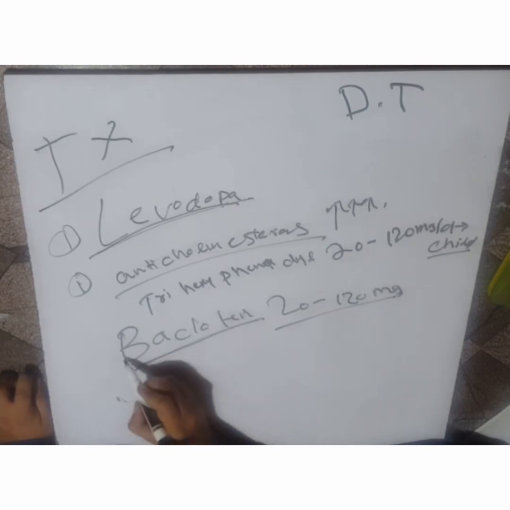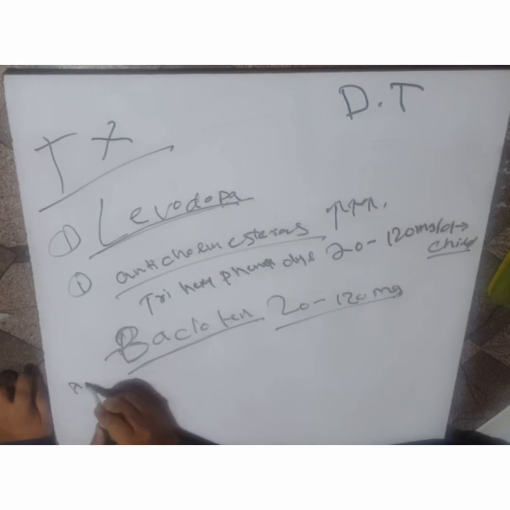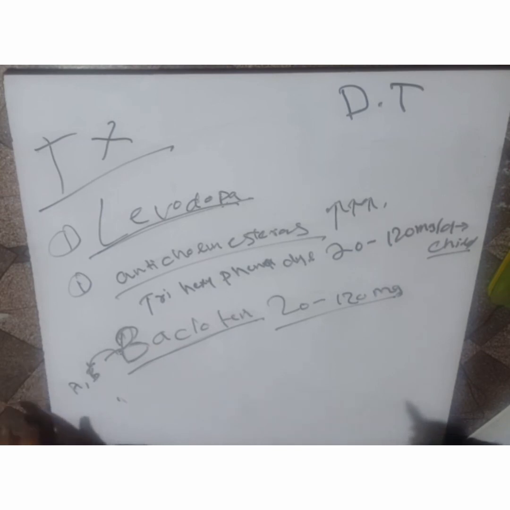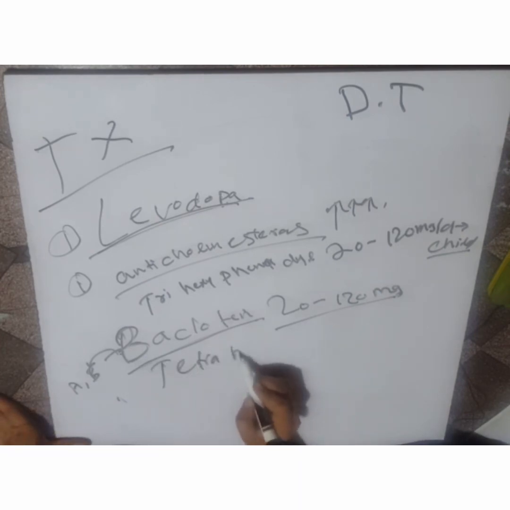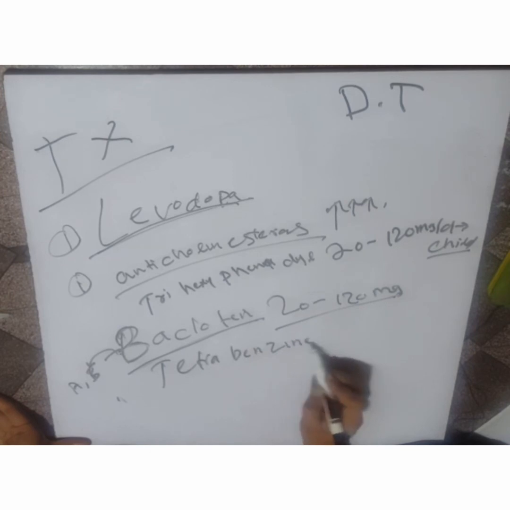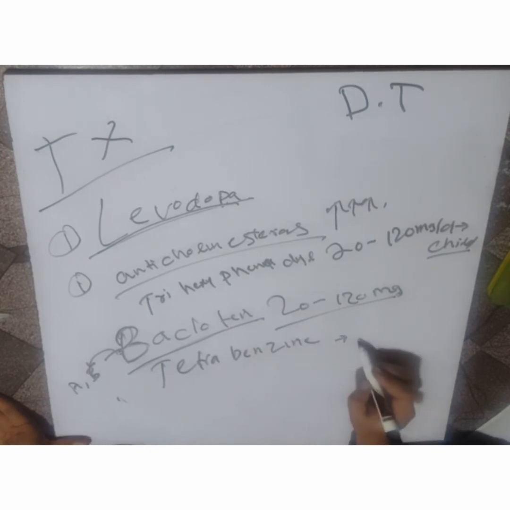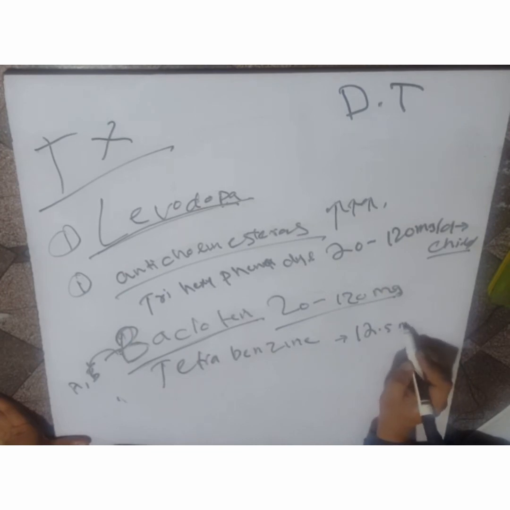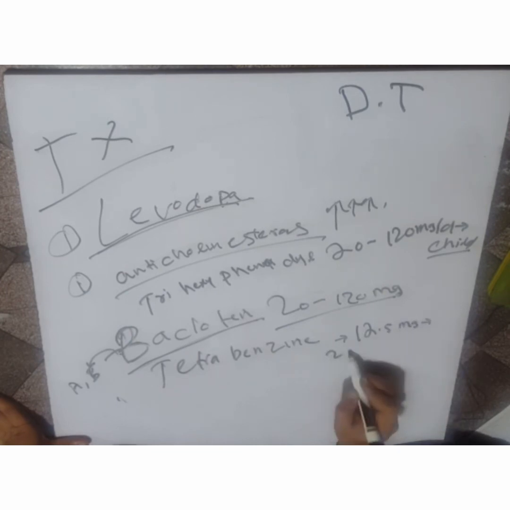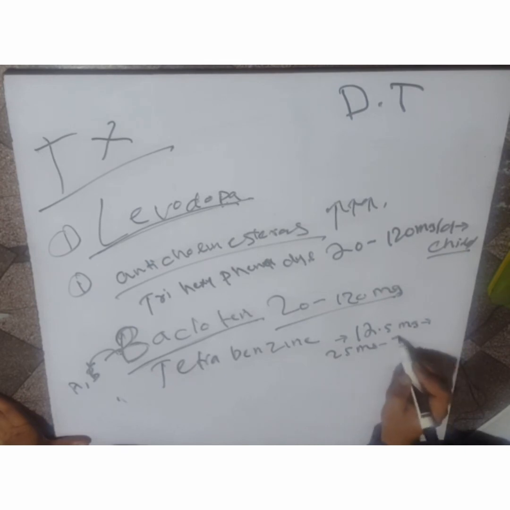Baclofen blocks the GABA-B receptor, not the nicotinic receptor, and prevents the purposeless action of the muscle. Tetrabenazine can also be given. The starting dose is 12.5 mg, then we will give 25 mg, then up to 75 mg per day.